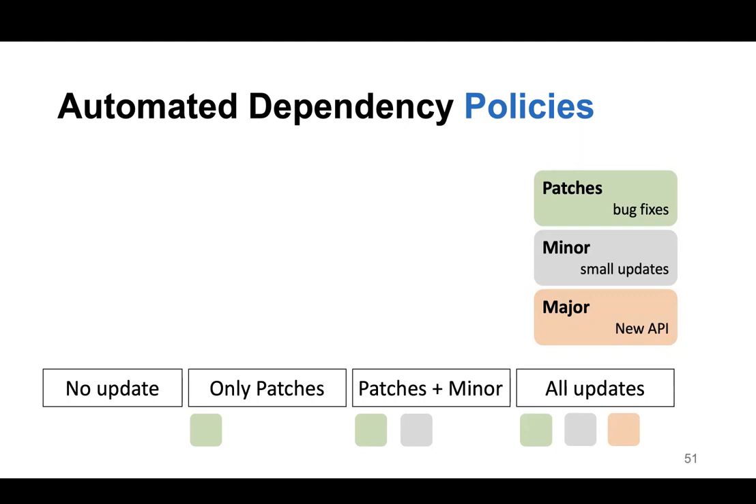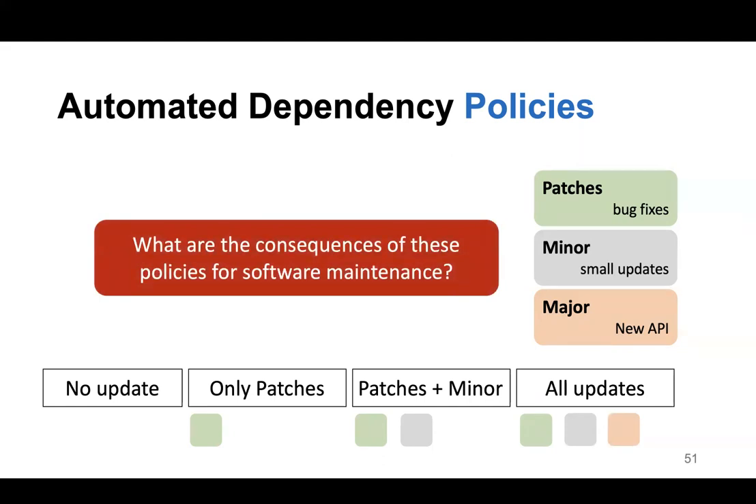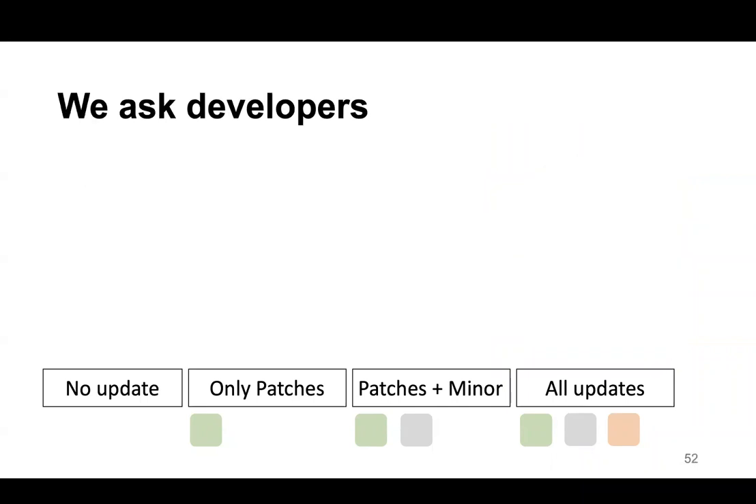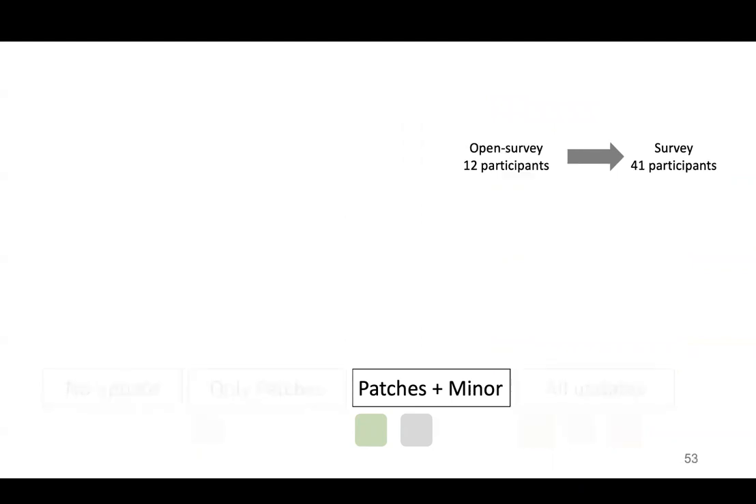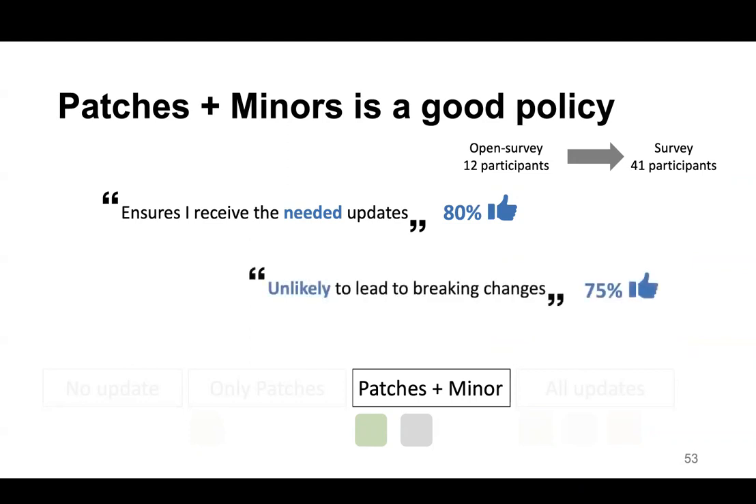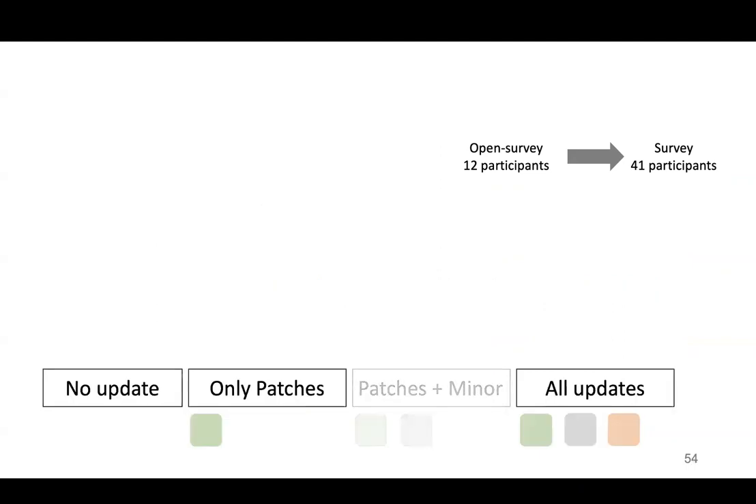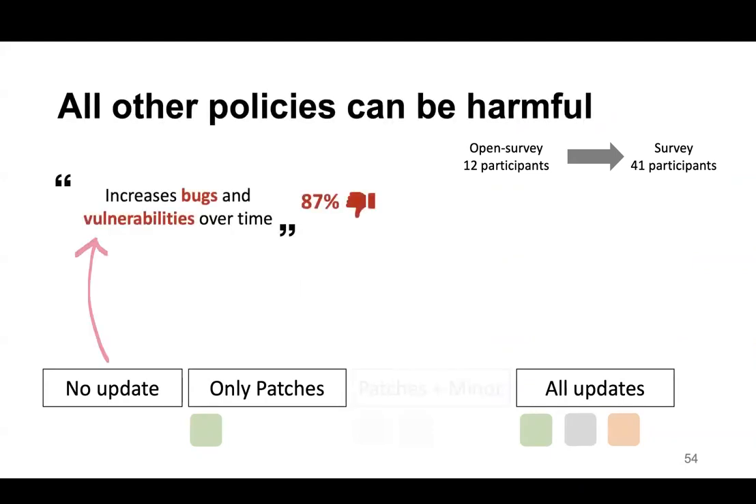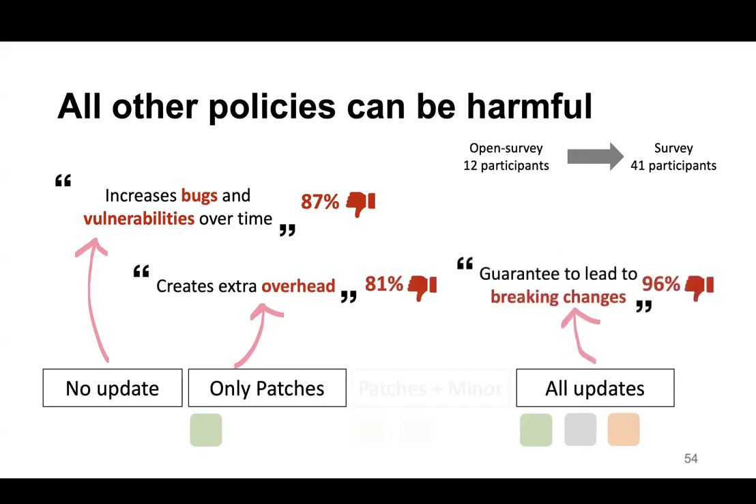Okay, and the idea was, since updating is so important, what are the consequences of those policies for software maintenance? So we asked developers, and we did a 2-part survey, with 12 participants and 41 participants, and we found that one of the policies is considered by most to be a good policy. It gives you a good trade-off between getting the updates I need, and it's unlikely to lead to breaking changes, to break my code. On the other hand, we found that all the other 3 have problems developers talk about. We found that no update increases bugs and vulnerabilities over time because you're not really updating, and whenever you need to, you'll be so far behind that you have to do so much work that costs you, right? Only patches may create extra overhead, and all updates is guaranteed to lead to breaking changes.